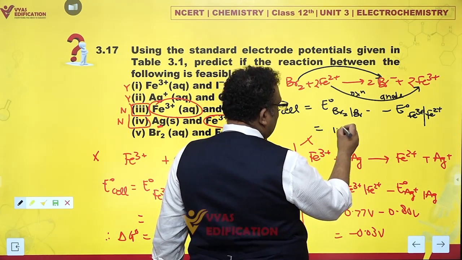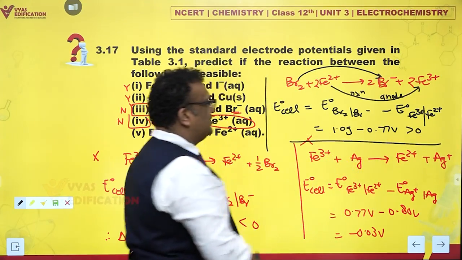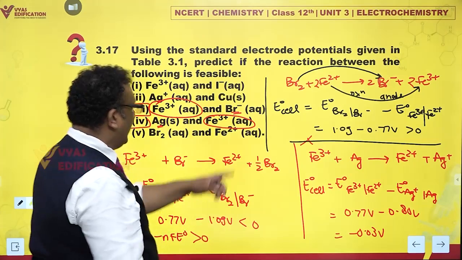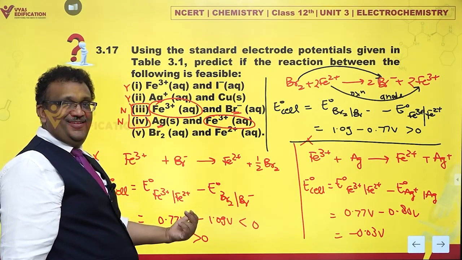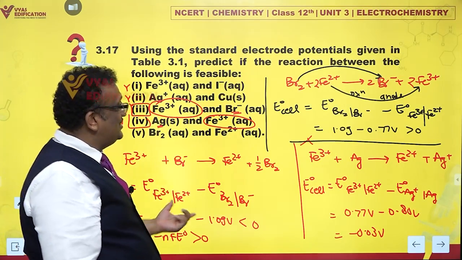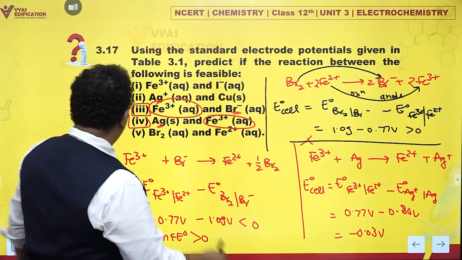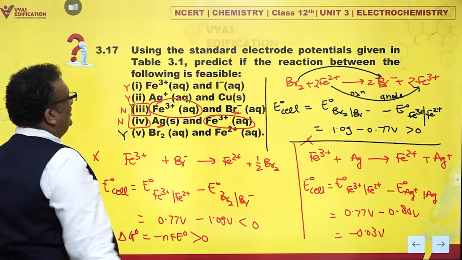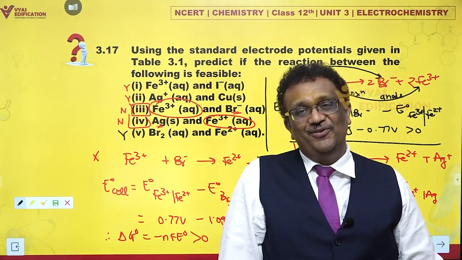this is 1.09 minus 0.77 volts, which is positive, yes. So is this reaction feasible? Yes. And actually, if you care to see, fifth is just the reverse of third. If third is non-spontaneous, fifth, because it is just the reverse, is bound to be spontaneous, and yes, it is. So the answers are yes, yes, no, no, yes. This is how we do this.